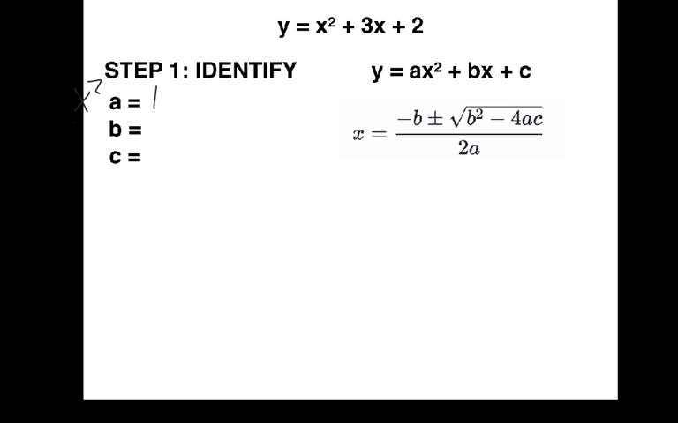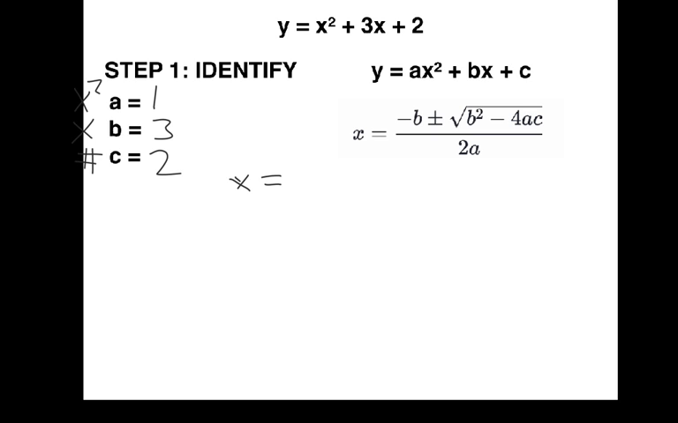Next up, my b is always attached to my x, and in this case it's 3x, so my b is going to be 3. And then c is the lone wolf. She don't need no x, so c is just a number. Put a little hashtag there. Just kidding, it's a number sign. So our c is going to be 2. Now, the second part of identifying is actually putting it into this guy here. So let's do it. I'm going to stick with my x equals.